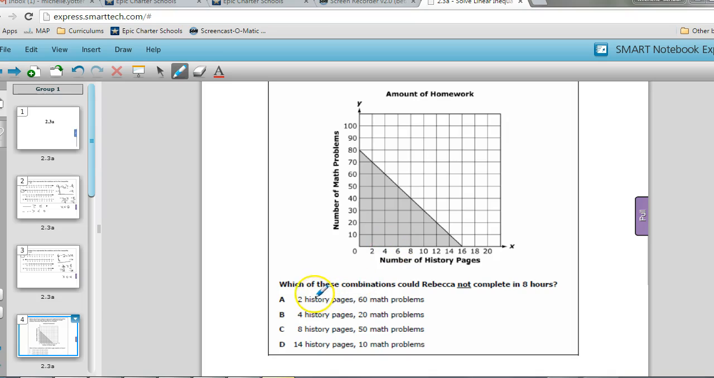So can she not do 2 pages and 60 math problems? 2 pages, 60 math problems. She can do that. That's an answer. Okay, but they want to know not. 4 pages and 20 math problems. She can definitely do that. 8 pages and 50 math problems. I don't think so. And 14 pages and 10 math problems. Okay, that one's actually right on the line, so that counts, and the answer is C.